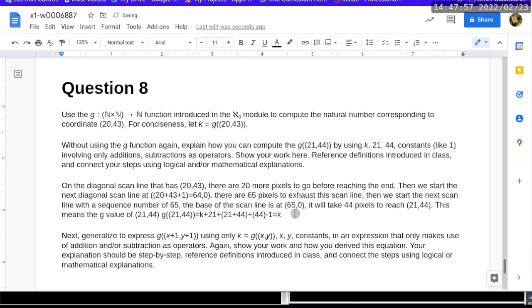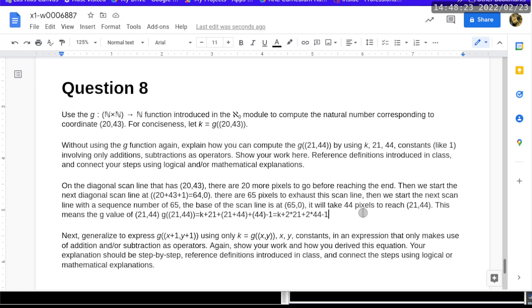So that would become k plus 2 times 21 plus 2 times 44, and then the whole thing minus 1. Now this can actually be derived as well using, let's see, this can also be derived using algebra.